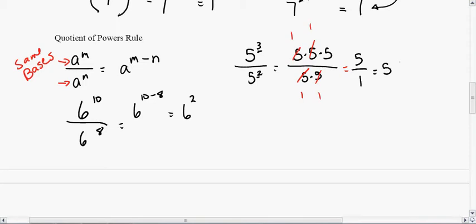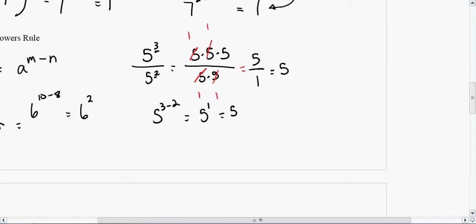But the shortcut is to remember that I could just subtract the exponents. So 5 cubed minus the 2 squared is 5 to the 3 minus 2, or 5 to the first. And of course, anything to the first power is just itself, 5. So there's the quotient of powers rule.